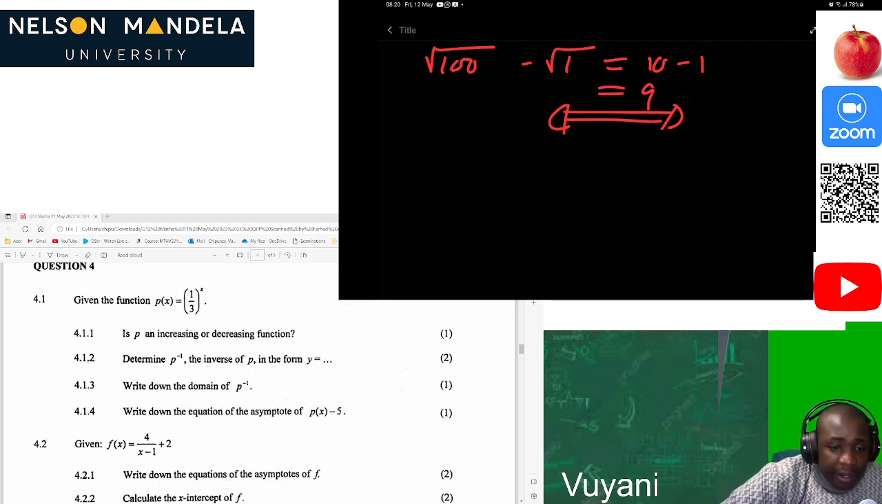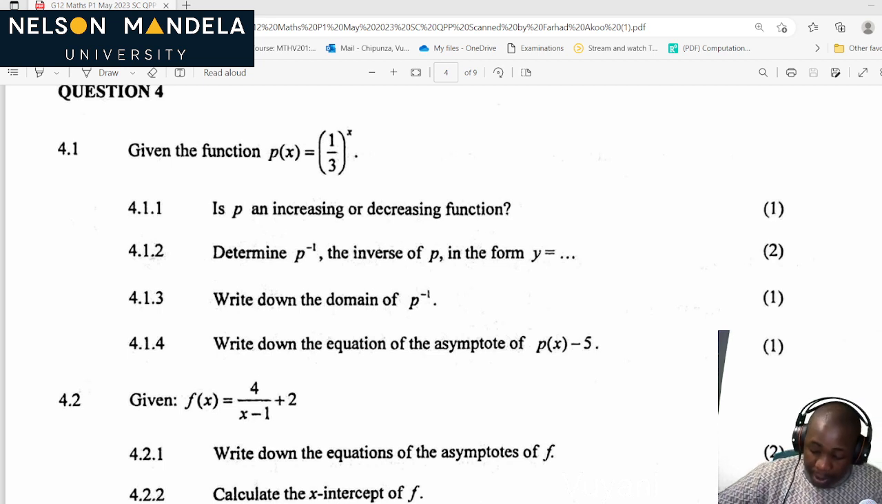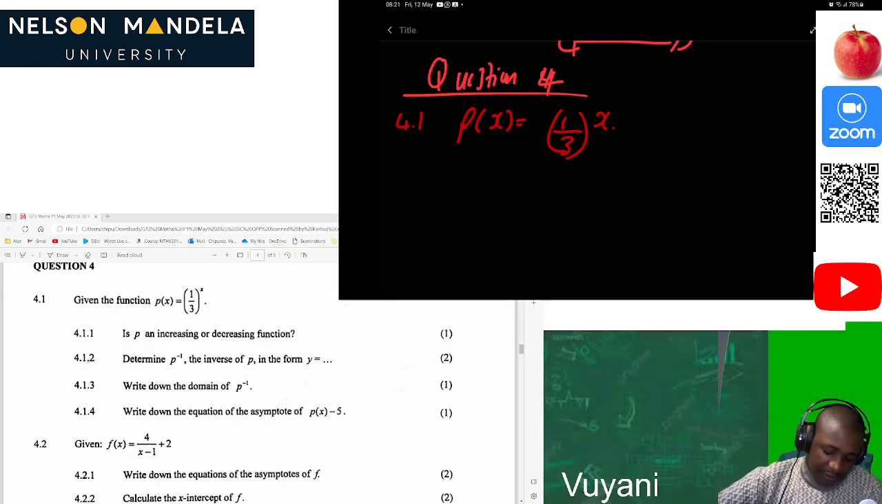So what are we given? Initially we are given p of x. Question 4. On question 4.1, we're given p of x to be equal to 1 over 3 to the power of x. Is p an increasing or decreasing function? Definitely that's a decreasing function because of the value of a. So 4.1.1, that's a decreasing function.